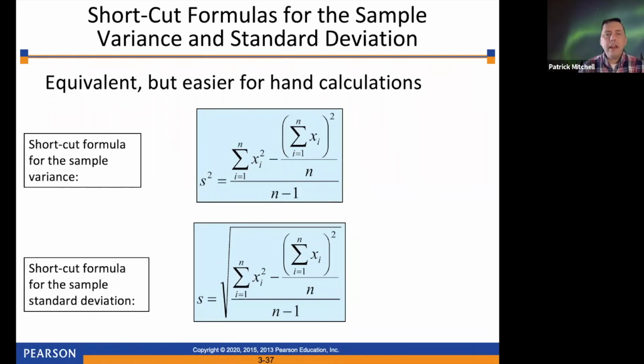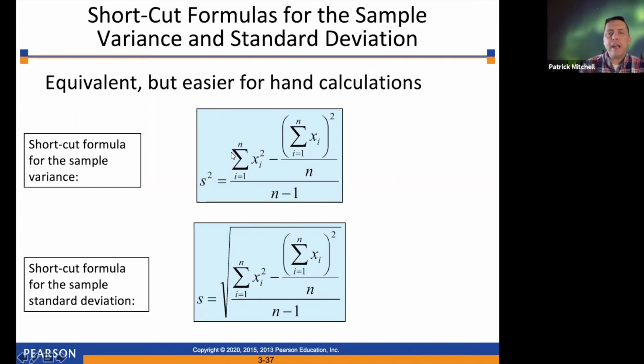All right, here is a second formula, and you might be looking at this and thinking, shortcut, that formula looks even worse. Well, believe it or not, it is actually easier. So it will always give you the same answer, but for hand calculations, which is what we're doing in this chapter, this is an easier formula. Hopefully I will convince you of that when I show you an example, okay?